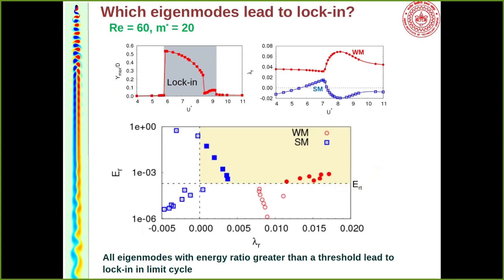And then we were also trying to figure out which of these modes lead to lock-in, and we looked at the energy transfer. So the answer was that all eigenmodes with energy ratio greater than a certain threshold will lead to lock-in. But the final frequency is determined by the nonlinear process.